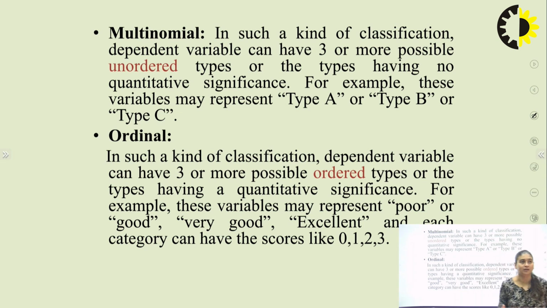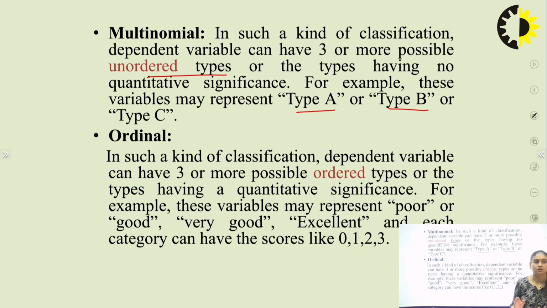Next we have multinomial. In this, the dependent variable can have 3 or more categories, but they should be of unordered type, and that is the basic difference between the multinomial and the ordinal. So we should focus on these unordered types, the types having no quantitative significance. For example, type A, type B and type C.